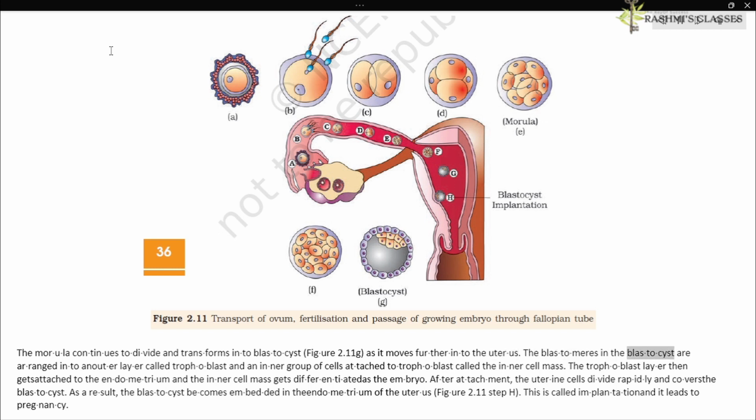The blastomeres in the blastocyst are arranged into an outer layer called trophoblast and an inner group of cells attached to the trophoblast called the inner cell mass. The trophoblast layer then gets attached to the endometrium and the inner cell mass gets differentiated as the embryo. After attachment, the uterine cells divide rapidly and cover the blastocyst. As a result, the blastocyst becomes embedded in the endometrium of the uterus, Figure 2.11 step H. This is called implantation and it leads to pregnancy.